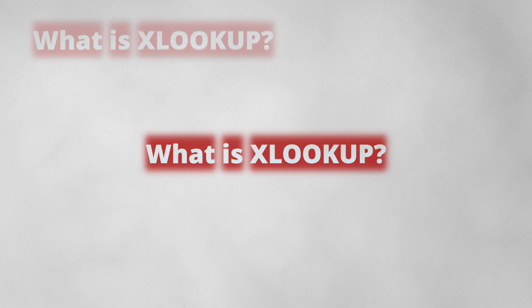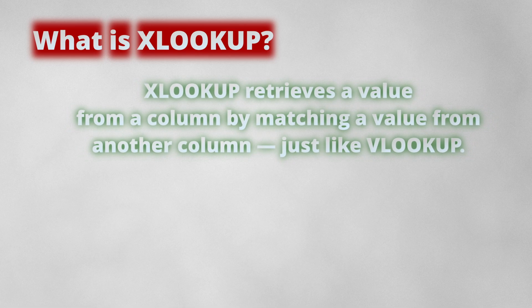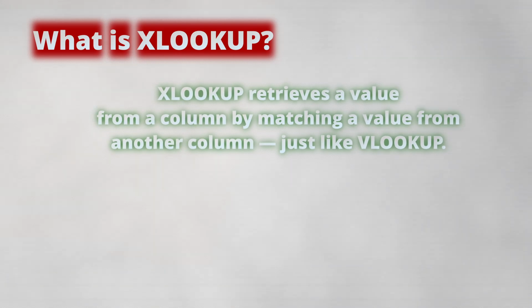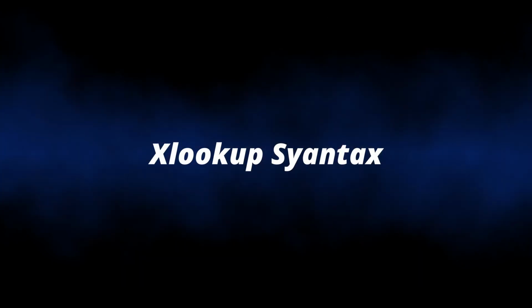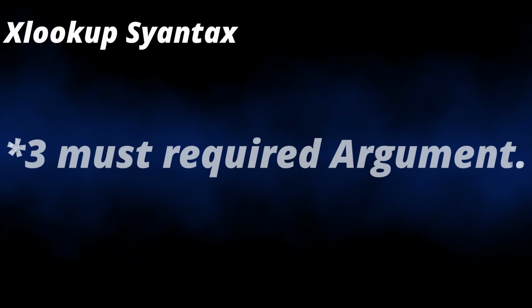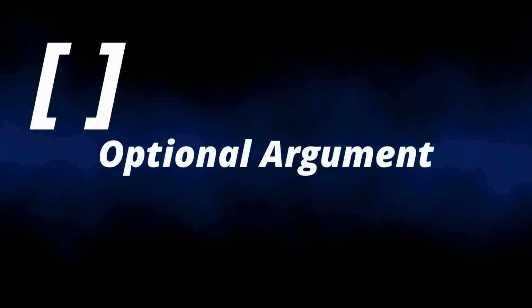What is XLOOKUP? XLOOKUP retrieves a value from a column by matching a value from another column, just like VLOOKUP, but with superpowers. Let's understand the XLOOKUP syntax. In XLOOKUP, there are 3 required arguments and 3 optional arguments. If any argument is in brackets, that means it is optional.